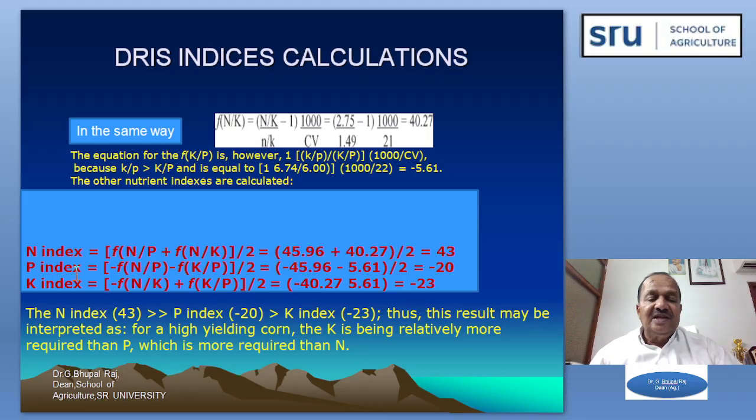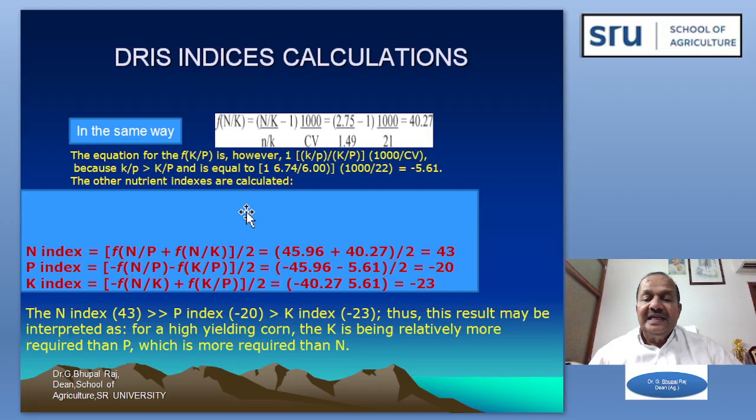Similarly, we have to calculate the phosphorus index. Here, phosphorus is on the lower side and the upper side is nitrogen. If it is on the lower side, we have to give a negative assignment for this functional value. Here also, negative, lower side, so we give the minus value. If it is on the upper side, we give the positive value. Like that, we assign the positive or minus values.